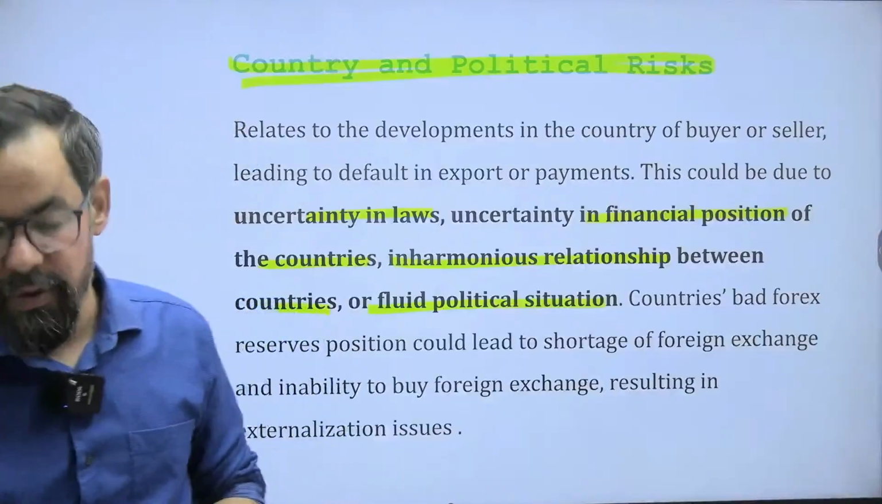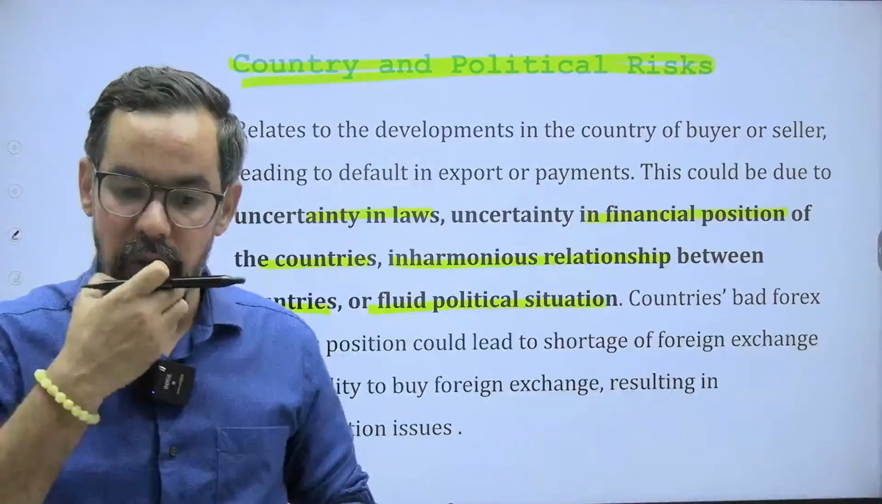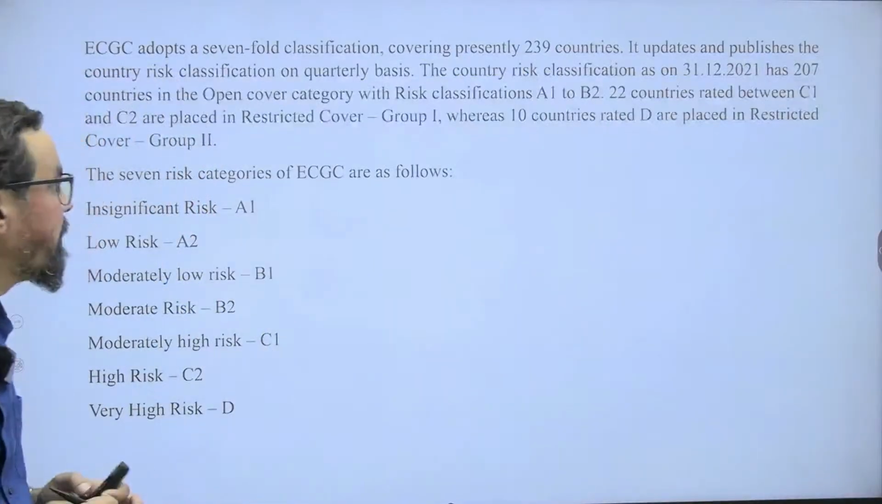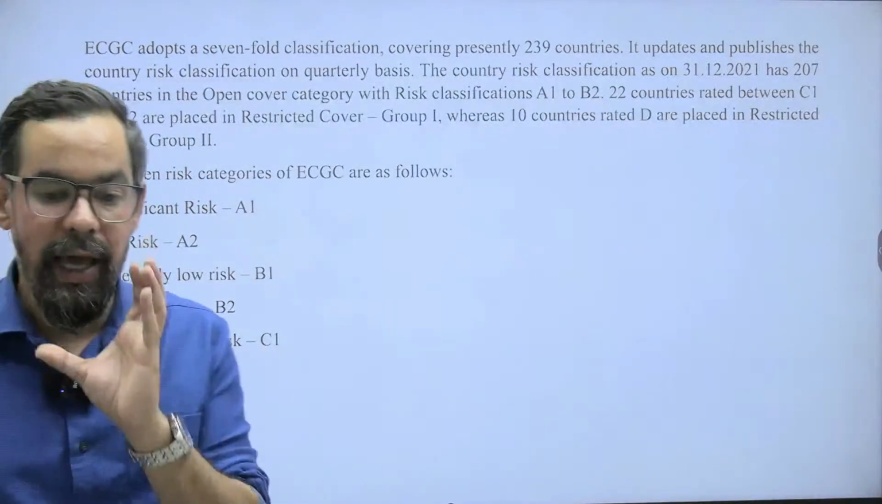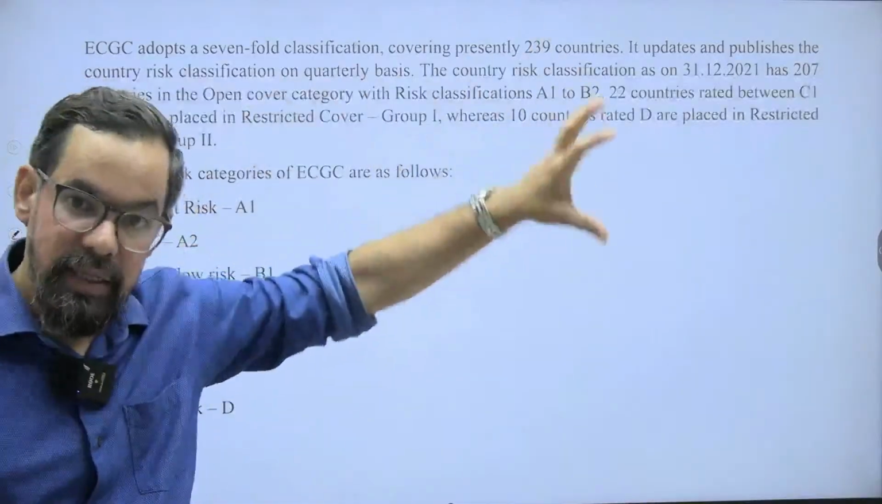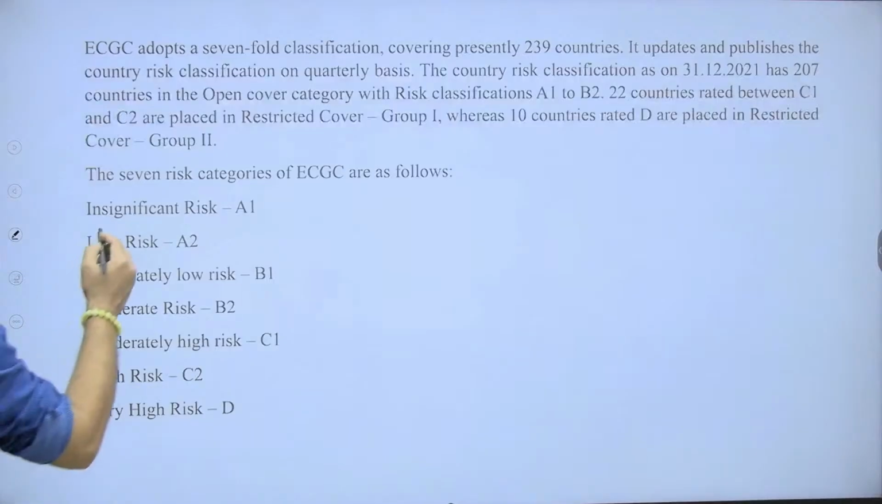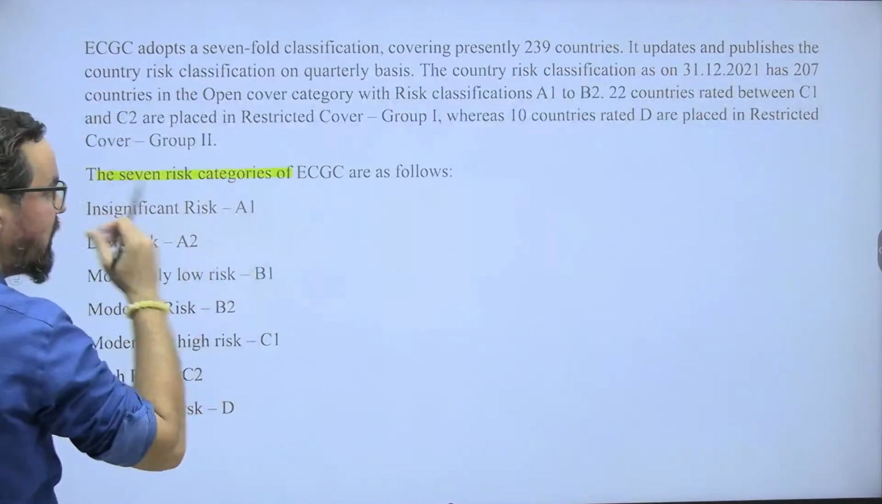The another type of risk is counterparty risk. Counterparty risk, which is the insolvency of the borrower itself. Okay? Now ECGC has categorized countries among 7 different areas. Okay? We have the 7 risk categories of ECGC.